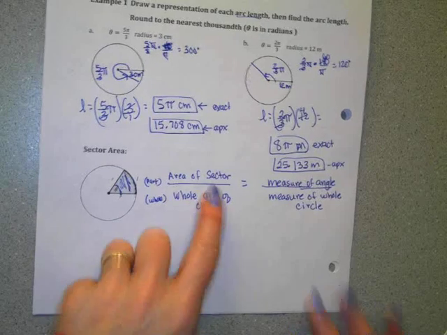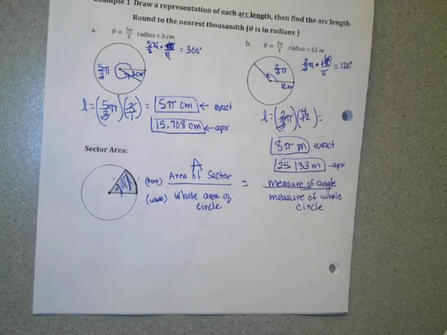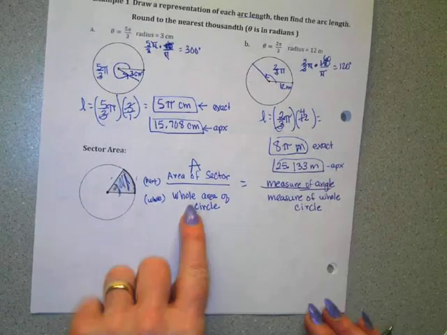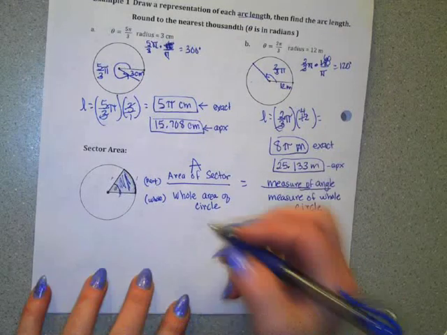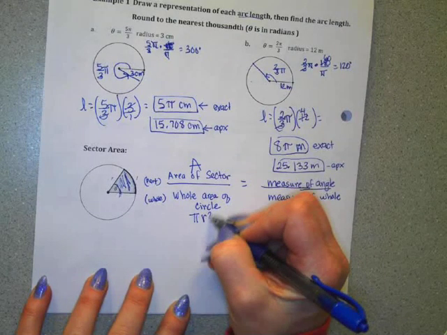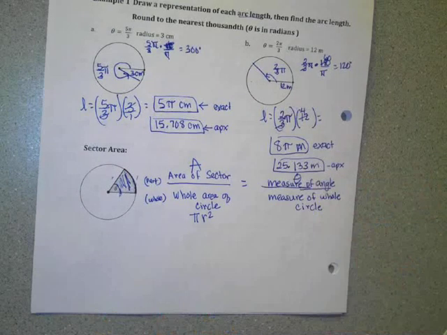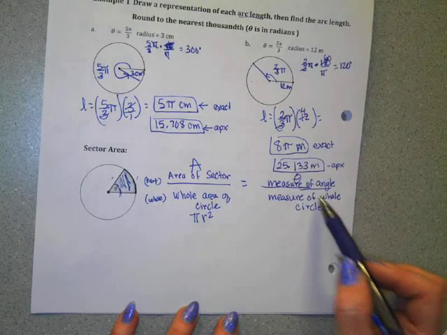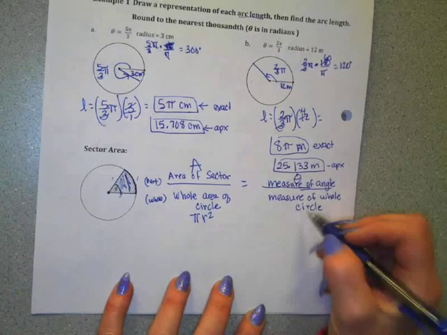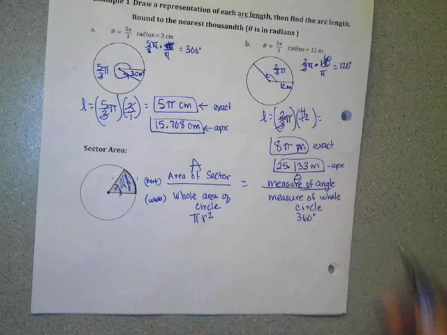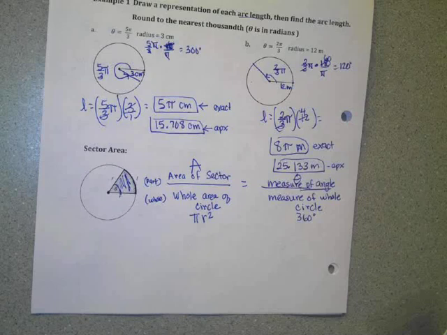So area of the sector, that's what we're trying to find. So I'm just going to call that big A. The whole area of the circle, we'll define the area of the circle. Remember, that's pi r squared. The measure of the angle, that's my theta. And the measure of the whole circle, what's the measure of the whole circle all the way around? Well, that's 360 degrees. So then what you do is you just cross multiply, just like we did yesterday to help us in finding the arc length.